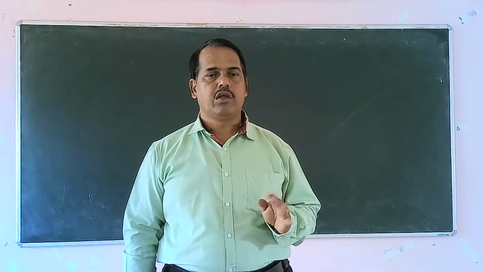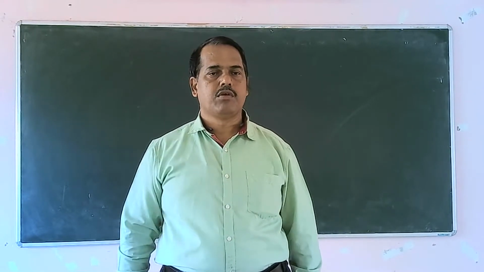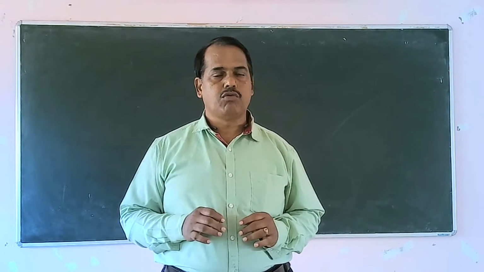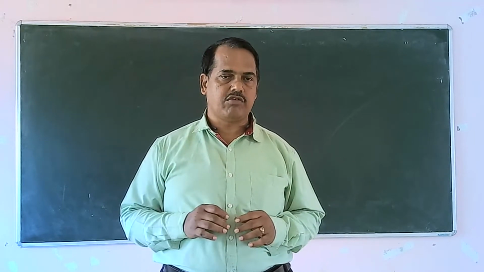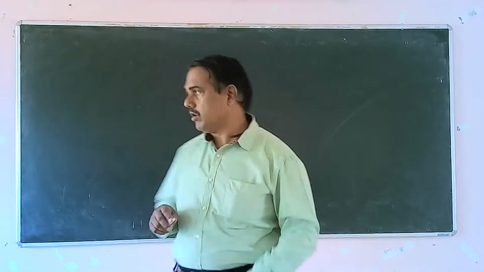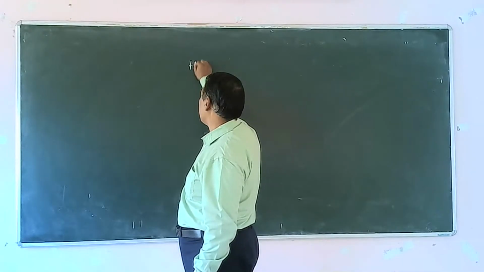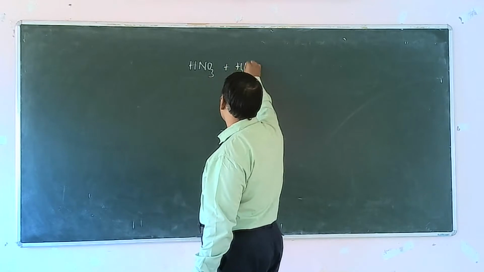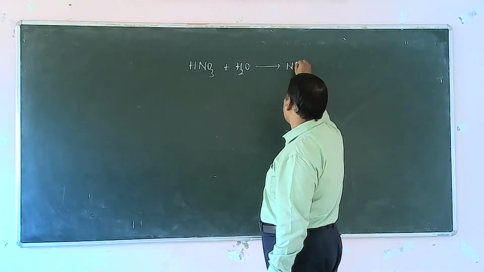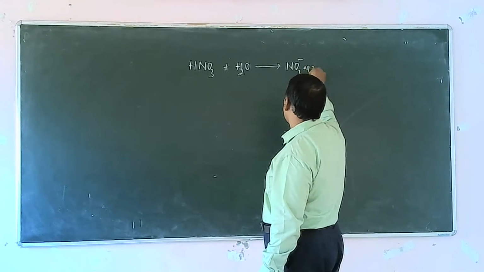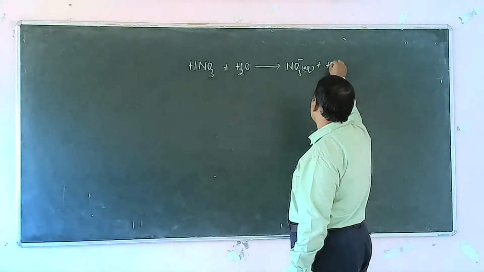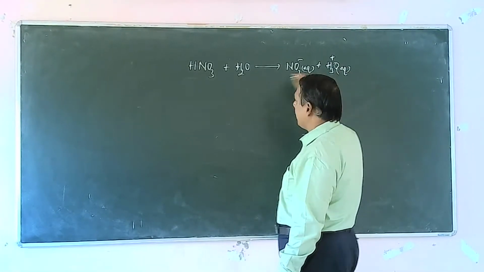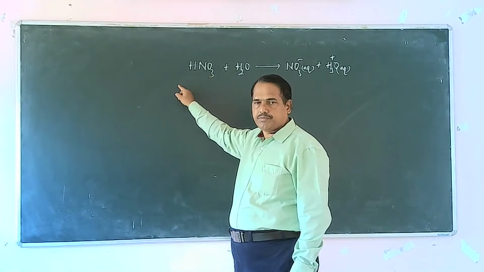Nitric acid has a planar structure, so it can easily dissolve in water. Therefore it is a strong acid. On dissolution of nitric acid in water, you will see nitrate ion NO3 minus, aqueous, and H3O plus, the hydronium ion, aqueous. Therefore it is a strong acid.